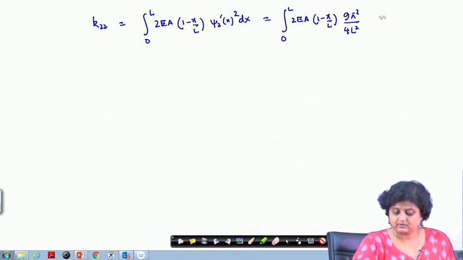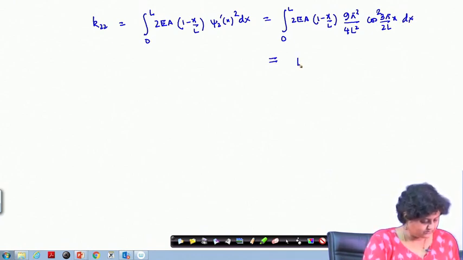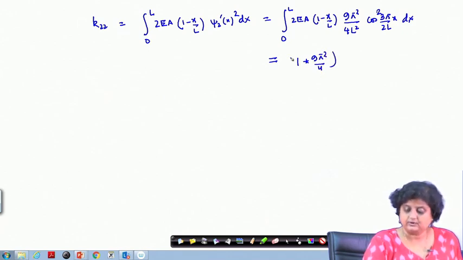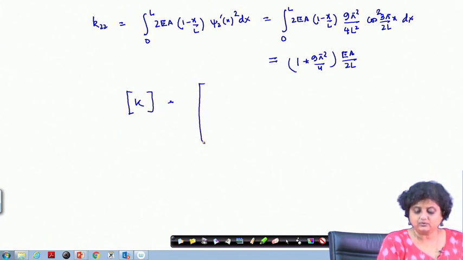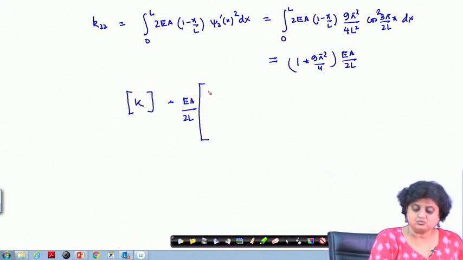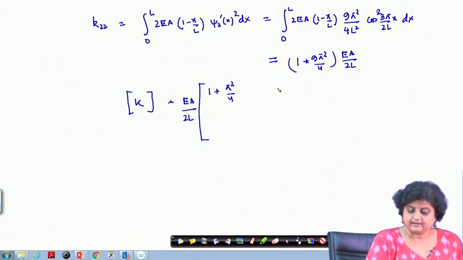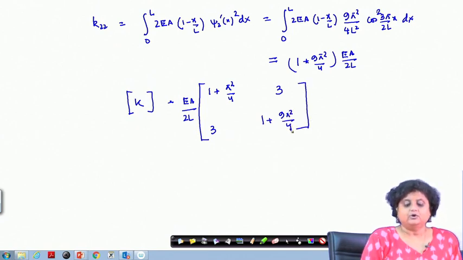into cos square 3 pi by 2L x into dx, and that is going to be 1 plus 9 pi square by 4. So, my K matrix, which is 2 cross 2, is going to become EA by 2L into the matrix 1 plus pi square by 4, 3, 3, and 1 plus 9 pi square by 4. So, this is my K matrix.